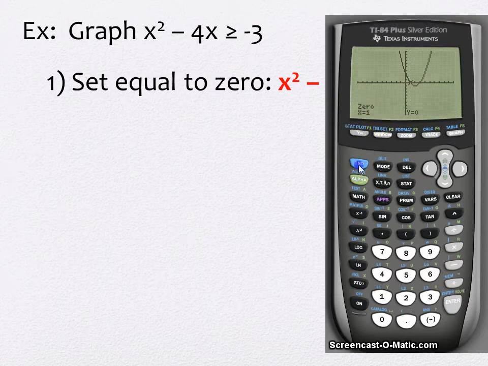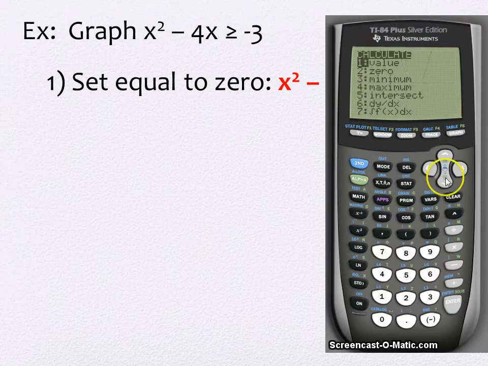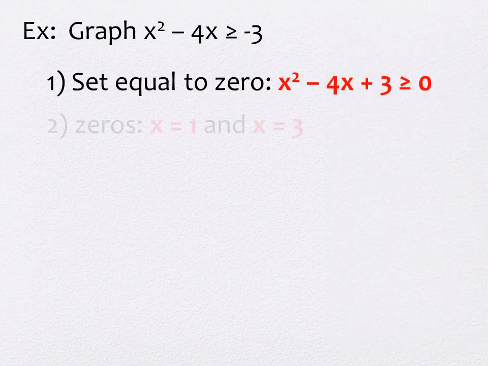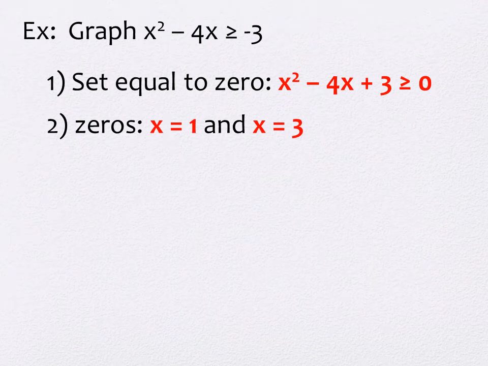So pressing second trace, finding the other 0, get our cursor as close as we can to that point, press left once, enter, and then it's asking for right bound, so twice right, enter, one more time, there's our value of 3. So this just confirms that our zeros are at 1 and 3.